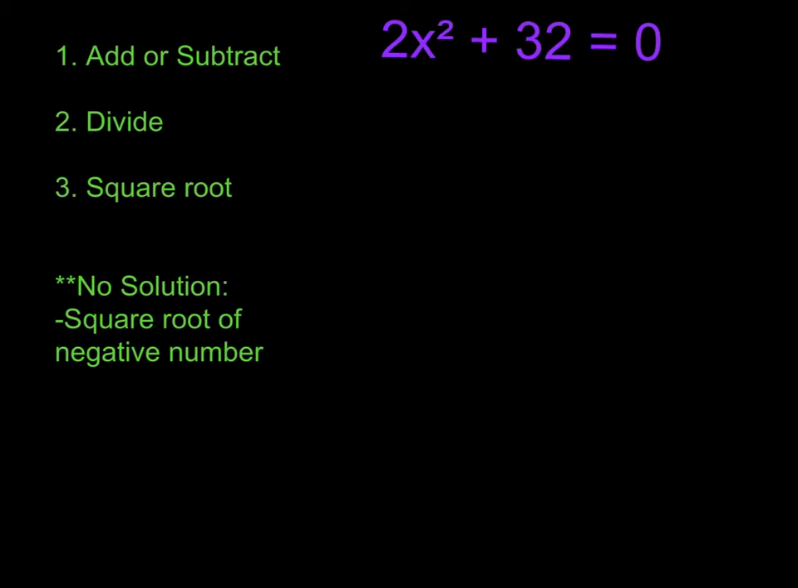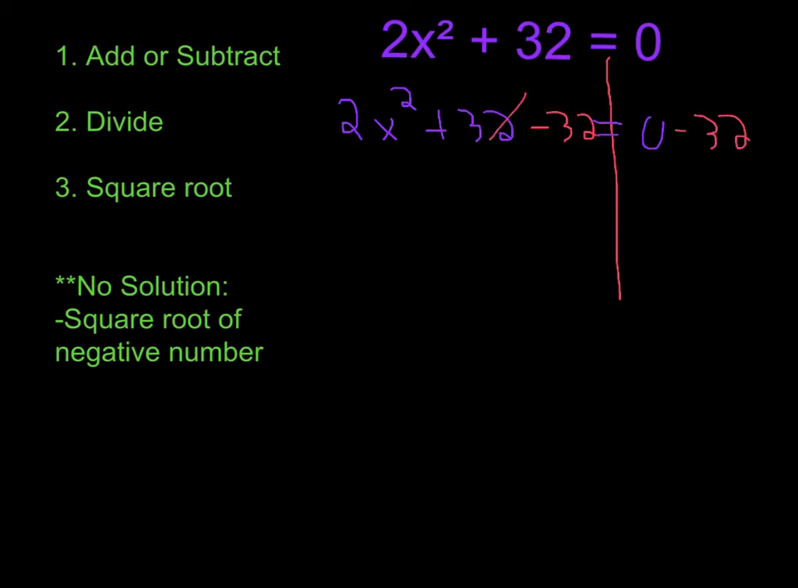Okay, here's another one. 2x squared plus 32 equals 0. Let's see, how do I move a positive 32 to the other side? I'm going to do the opposite, so I'm going to subtract. So I have 2x squared plus 32 equals 0, and I would like to subtract 32 on both sides to cancel out.